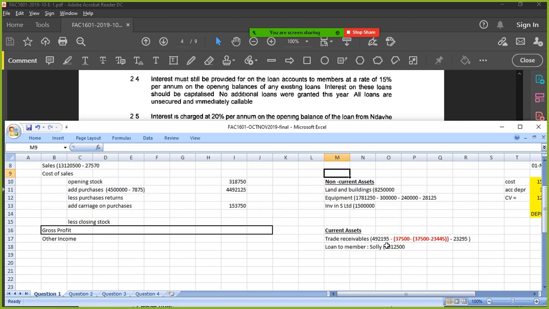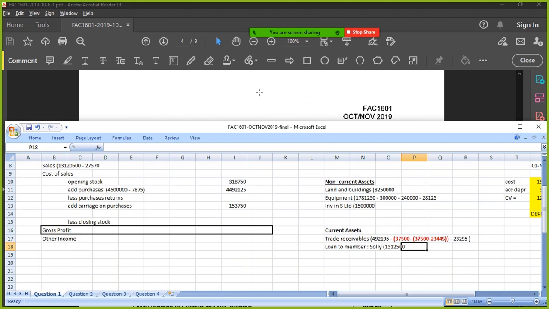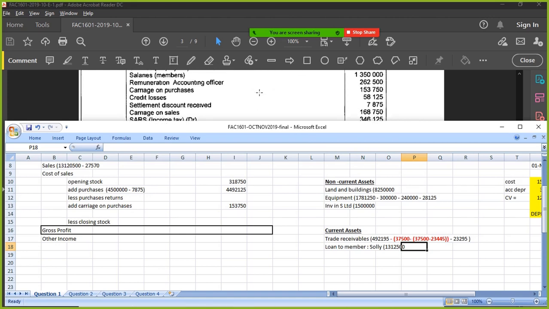Okay, so did I have any changes during the year? No, I didn't. Okay, no additional loans were granted. So all I have to do is just take the opening balances. So 15% on the loans to members. Okay, I've got the amount here actually. Plus 15% of, I can't see the amount. Okay, here it is. 1,312,500. Close brackets, close brackets.